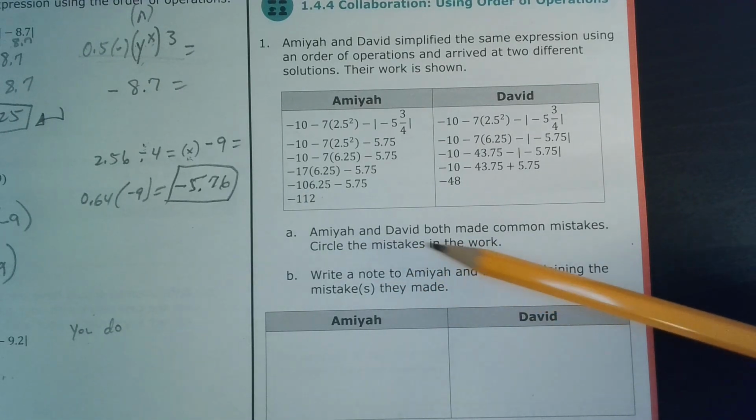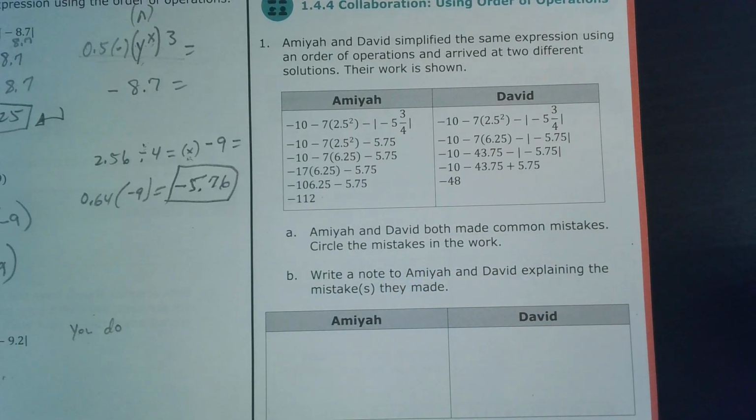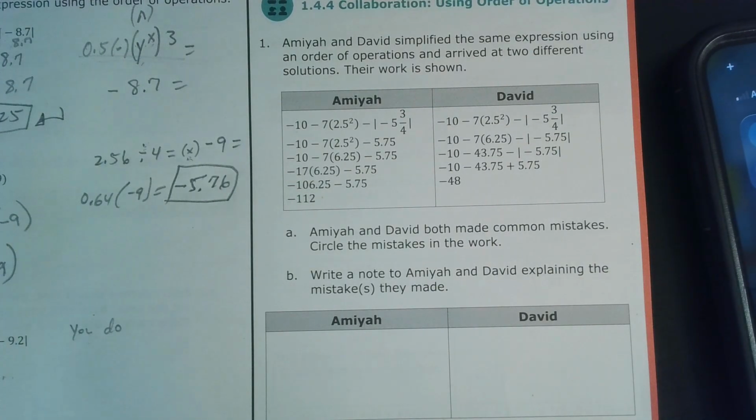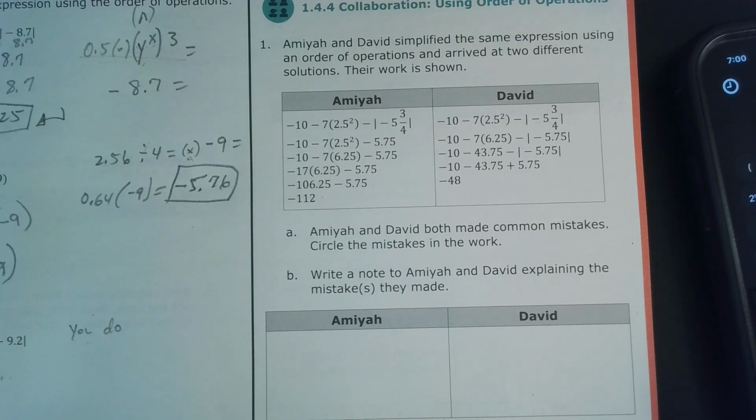All right, so this says they both made common mistakes. Circle the mistakes in their work. I didn't see any for David, but I didn't look super close. So give me just a moment. 2 point. Okay, well that was 6.25 times 7 negative 43.75. Oh, 7.7. Yeah, I don't see any. I don't know.